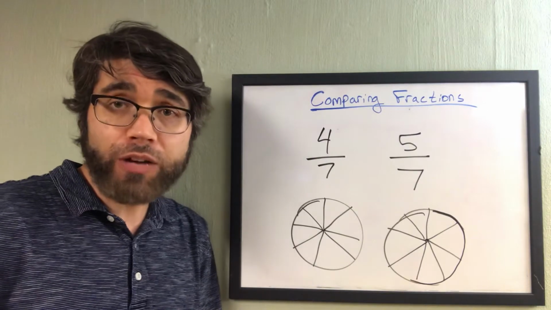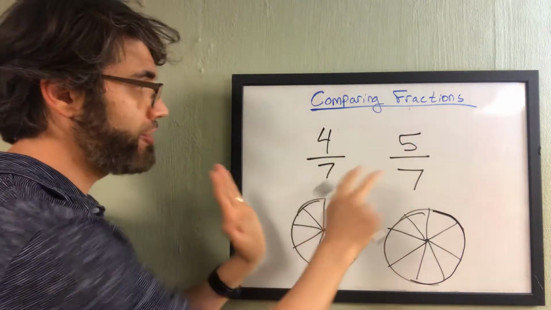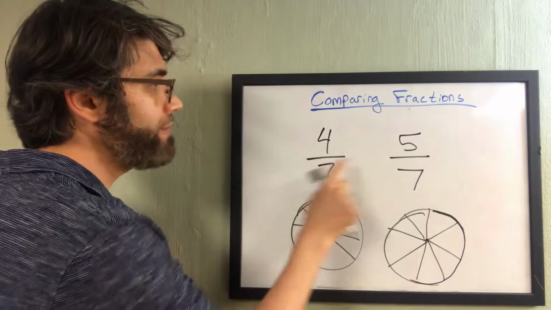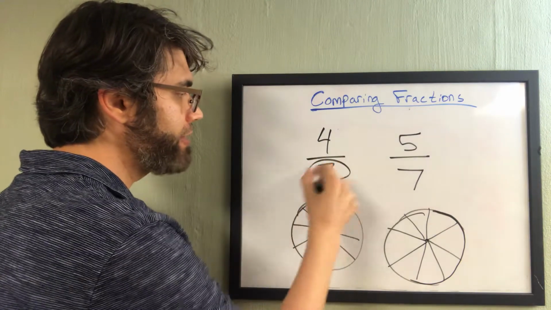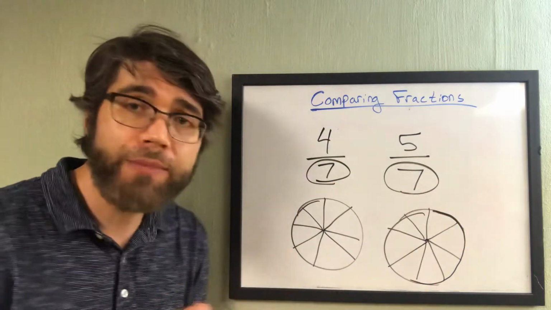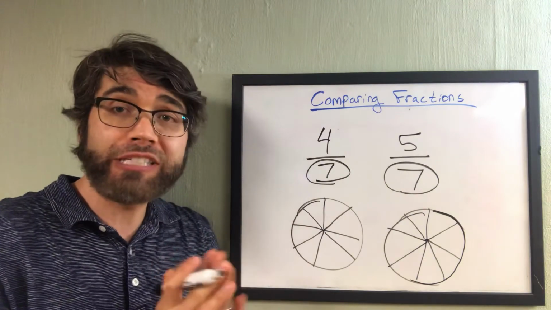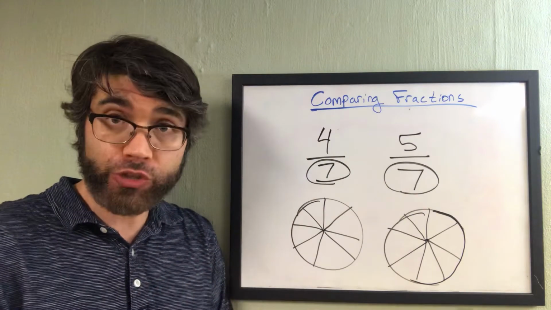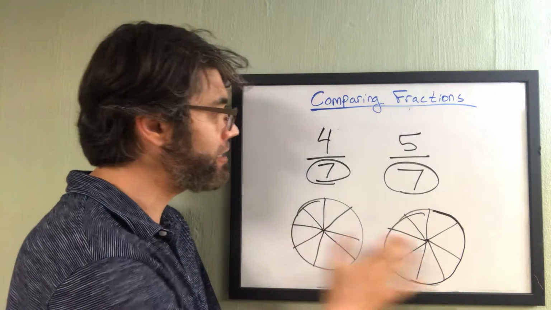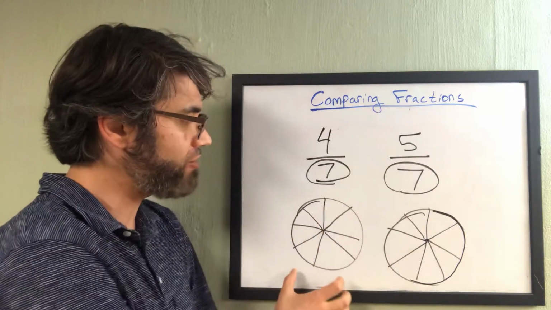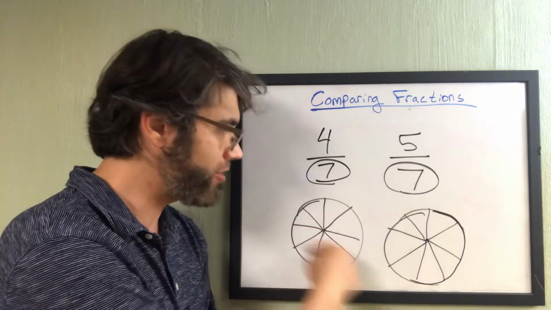So continuing on with an example from the last video, here we have two fractions which we used before, 4/7 and 5/7. Look at the denominator. The denominators are the same. The denominators tell you how many slices you're going to divide the pizza up into, okay? So for both of these pies that are representing these fractions, there are 7 slices. And pretend that these are all equal slices.